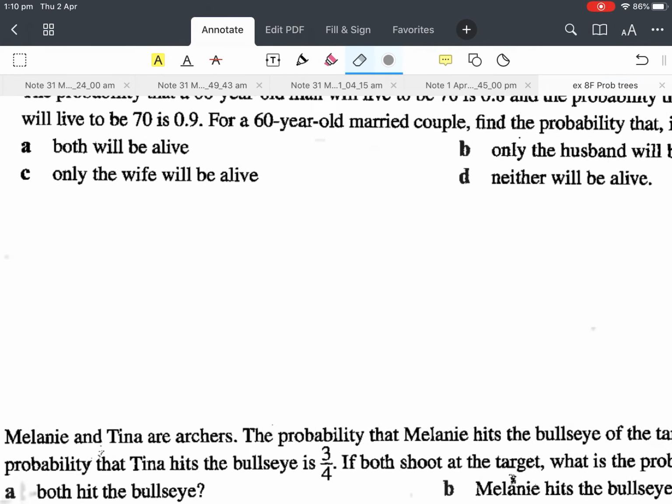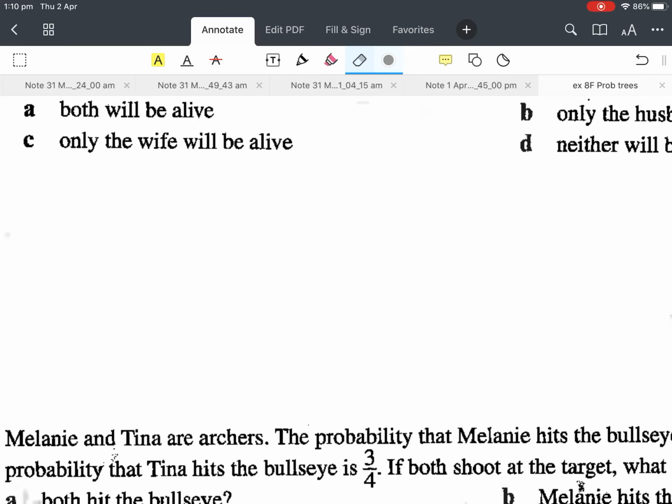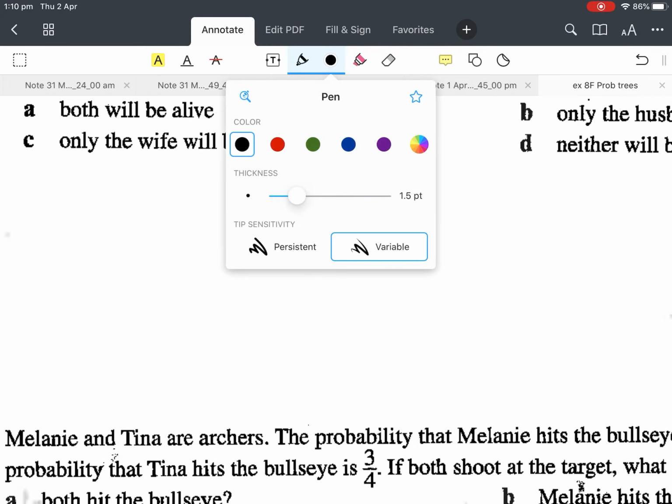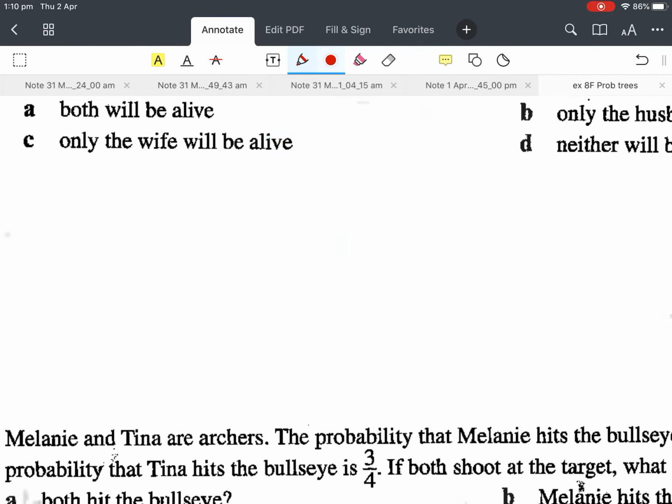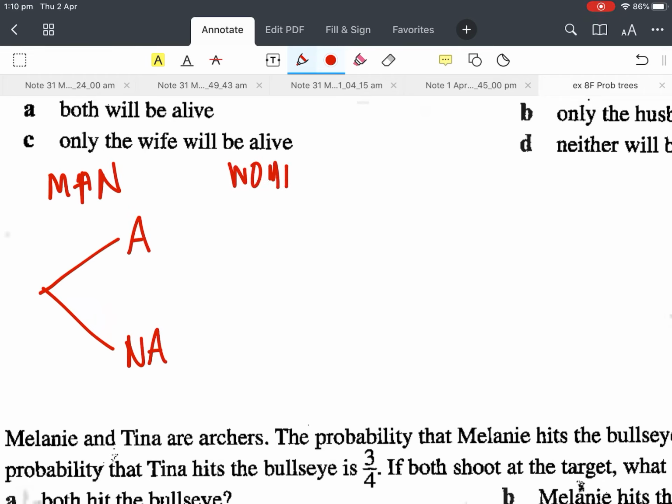Sorry, haven't left a lot of room, so I'm going to have to make this quite small. All right. So basically, you have a man and a woman, and the two different things you want to know is whether they're going to be alive or not. I know, a little bit gruesome, but sorry about that. So I'm going to make the first branch the man. I think that's probably the easiest thing to do. So the first branch is going to be whether he's going to be alive or not alive. Then I'm going to make the second branch the woman.